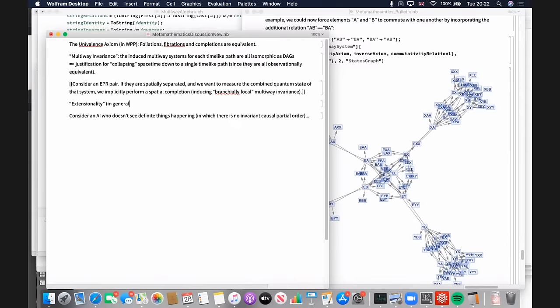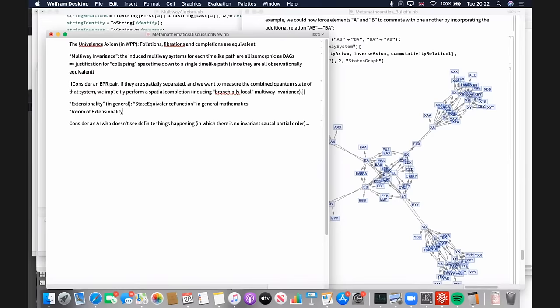So I think I already made a note about this, but I can make another one. It's the state equivalence function in general, in mathematics. You know, the axiom of extensionality is an example of that for sets: consider two sets equivalent if they contain the same elements. All right. Propositional extensionality. All right.